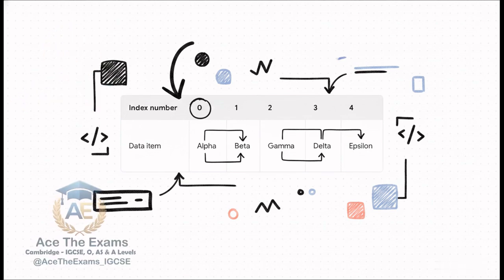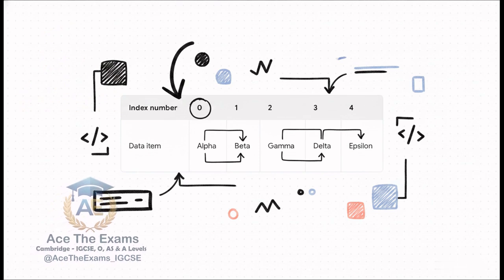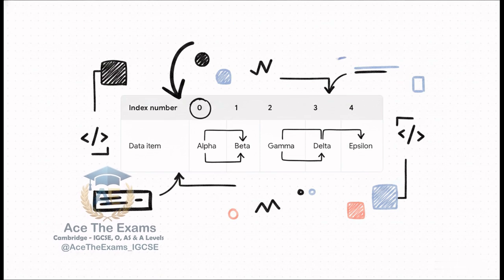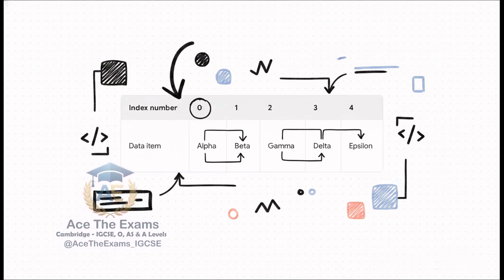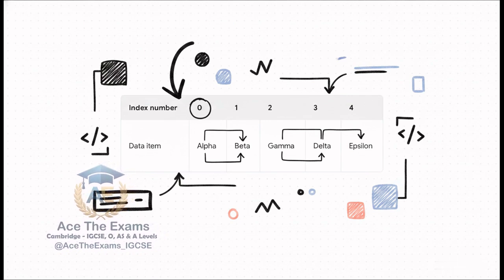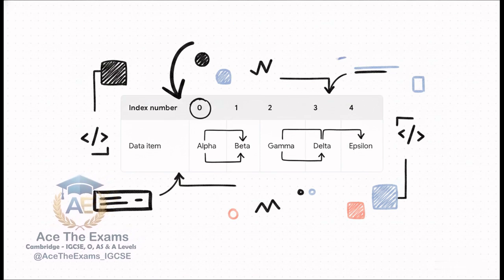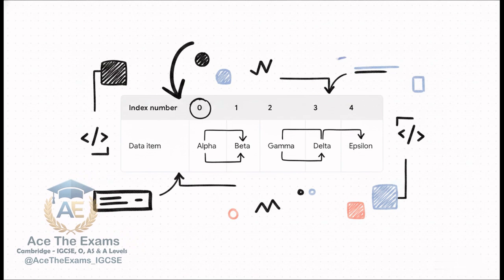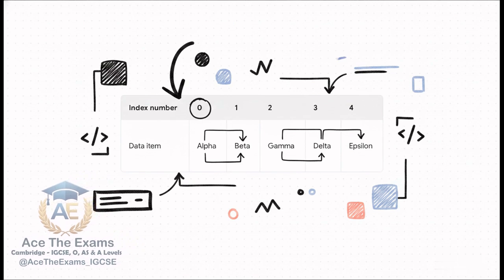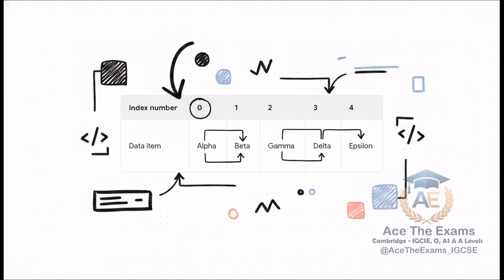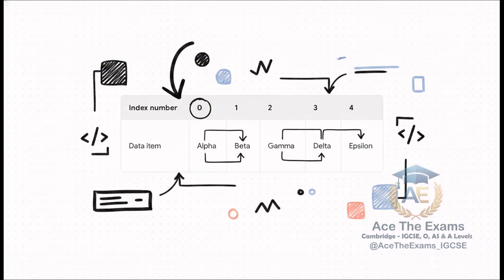Let's use the first 5 letters of the Greek alphabet as an example here. Each data item is identified by a unique sequential number. We call this the index. And crucially, in many programming environments, this index starts at 0, not 1. This is known as zero-based indexing, and it's exactly how languages like Visual Basic handle arrays by default. So the data item alpha lives at index 0. Beta is at index 1. Gamma is at index 2, and so on. It feels a bit unnatural at first because humans count from 1, but computers, they start counting from 0.